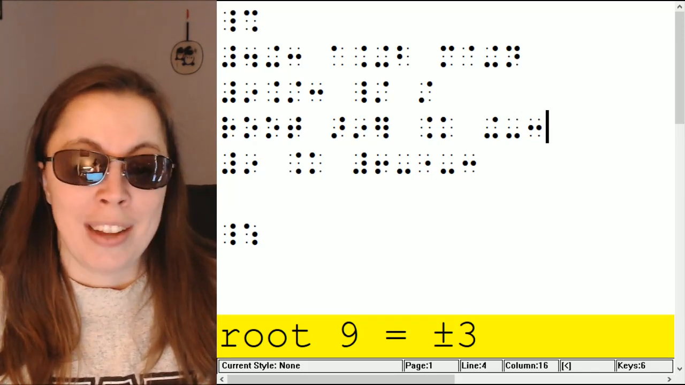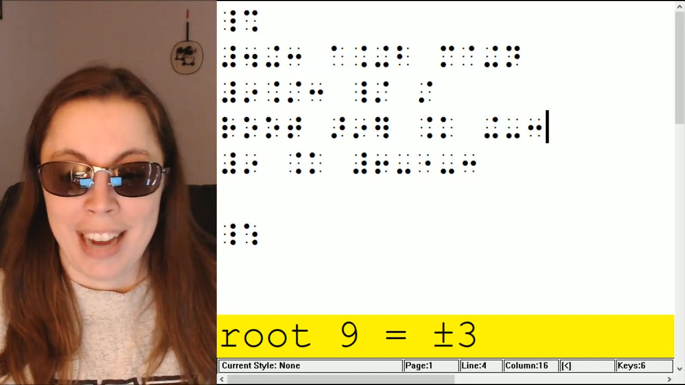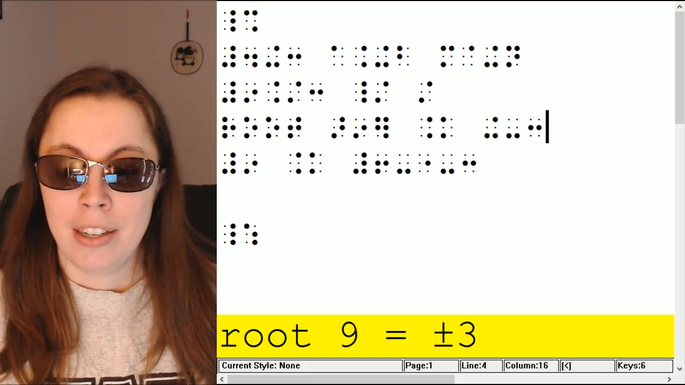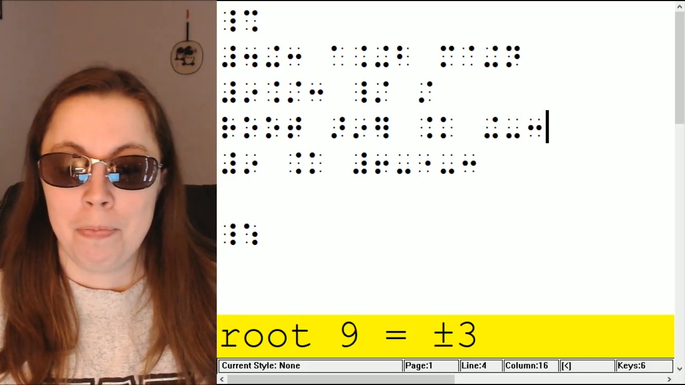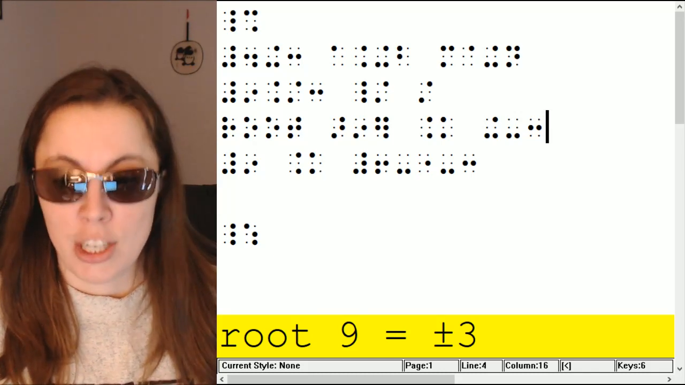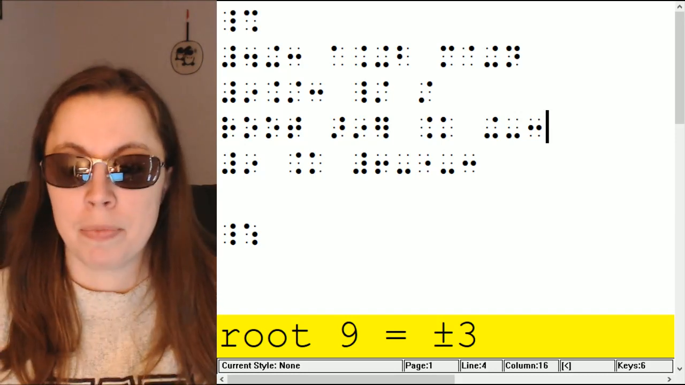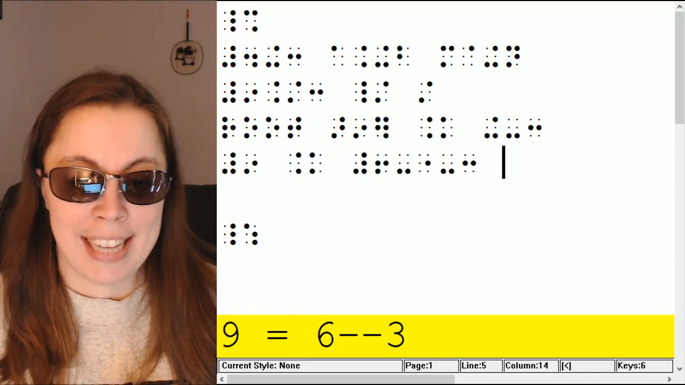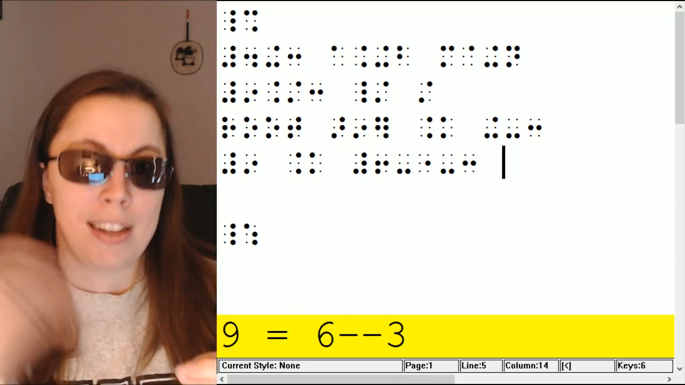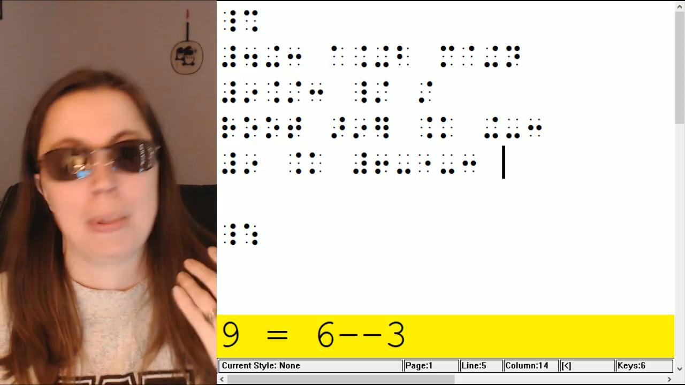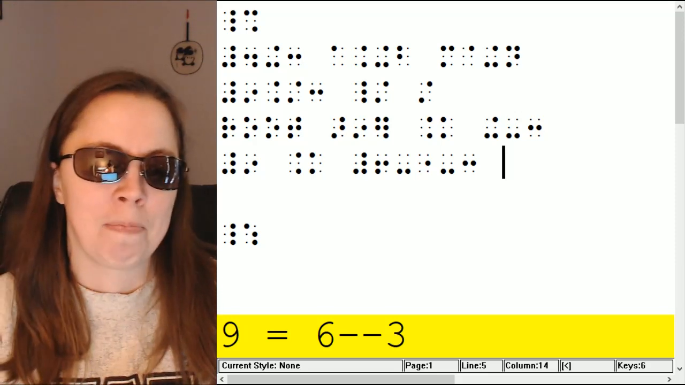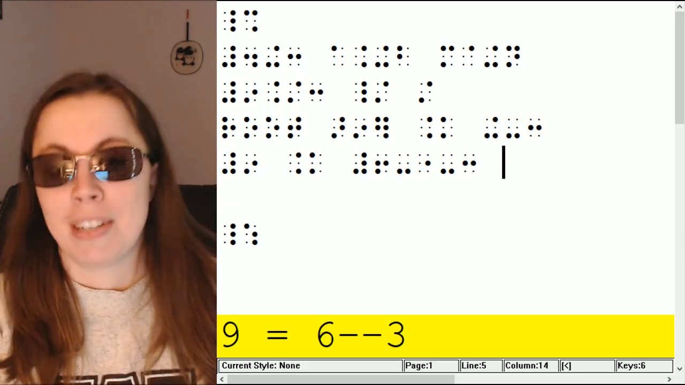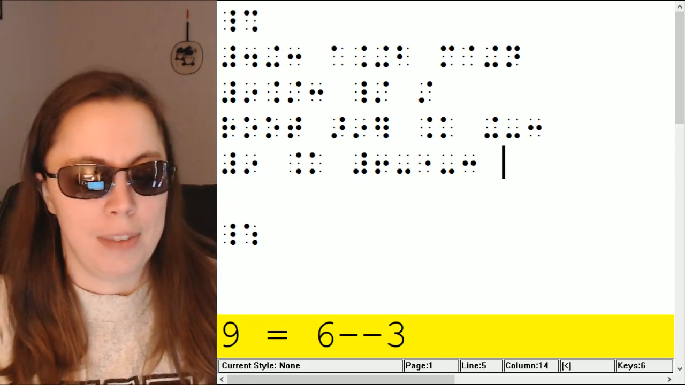This week, you'll start to learn about the multi-purpose indicator. Multi-purpose indicator can be used when there are unrelated signs of operation touching each other to show that they're separate. So if instead of writing plus or minus 3 and wanting that plus minus, I actually just wanted to write a plus sign and then a minus sign, or maybe more commonly a minus sign and then a minus sign. 9 equals 6 minus a negative 3, because when you take away a negative, you add a positive.